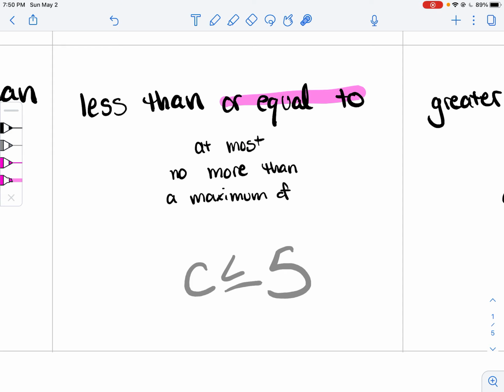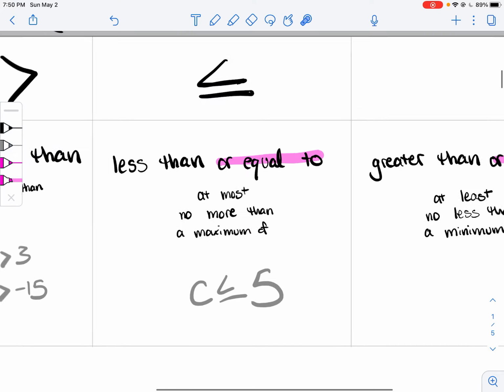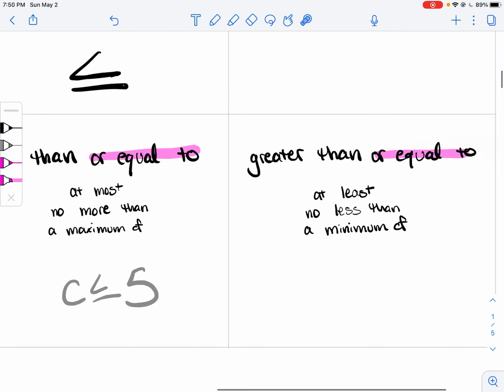In word problems, you'll see at most, no more than, a maximum, for less than or equal to 5. For example, if I have less than or equal to 5 shoes, that means I have at most 5 shoes. I do not have more than 5 shoes. I have a maximum of 5 shoes. Hopefully that's actually 4, or else 1 shoe's in the Lonely Hearts Club.